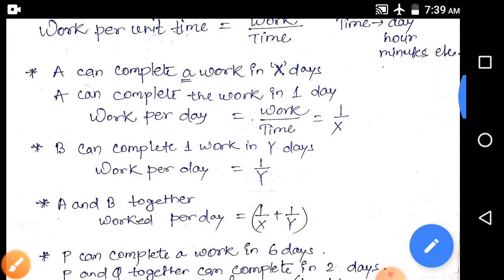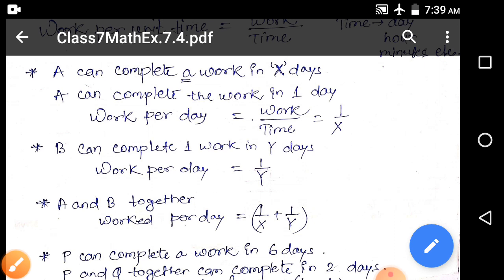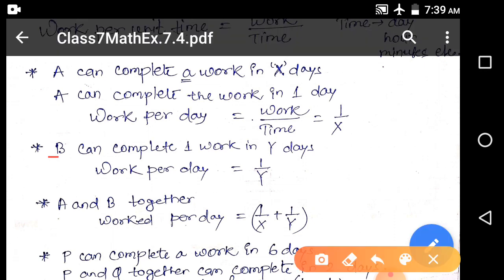See here, A means a person, and B means a person. B can complete one work in Y days. So work is 1 and the number of days is Y. So work per unit day is equal to 1 by Y. Now we have two values. For person A, the work per unit day is 1 by X, and for B, the work per unit day is 1 by Y.